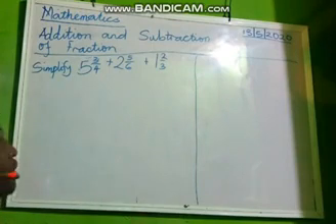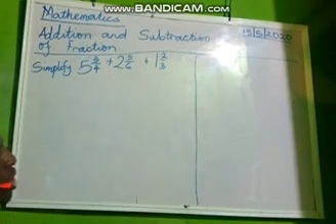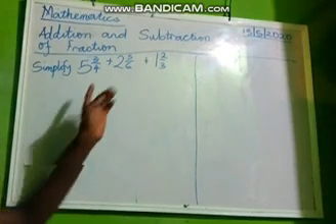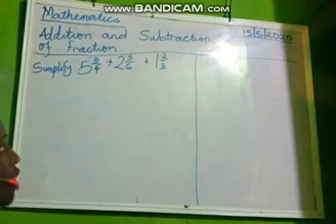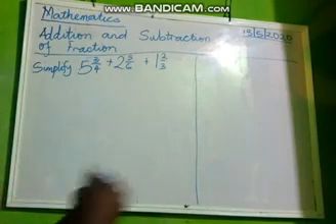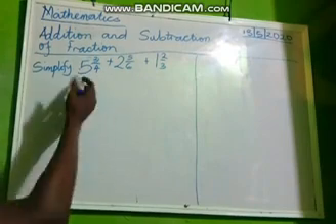We are going to take a few steps on how to do this. The first step is simply to add your whole numbers. The second step is to find your LCM. So let's get started. Now let us add our whole numbers.